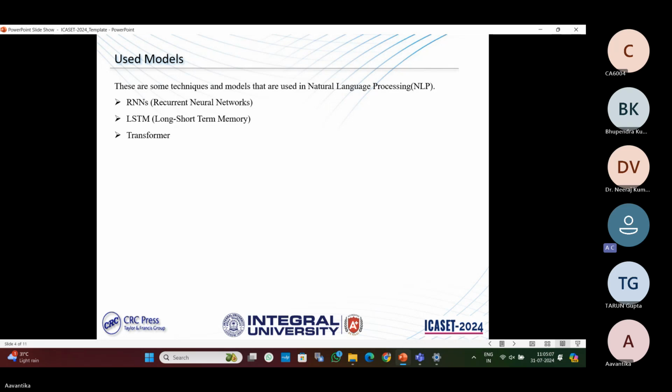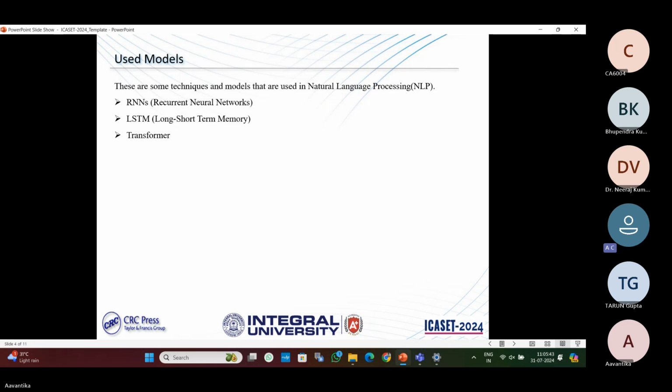When this happens, the model is less likely to successfully predict what comes next. Next is LSTM, long short-term memory. LSTMs are widely used in NLP tasks that require capturing long-range dependencies, such as machine translation and speech recognition. It helps in tasks like language translation, where it needs to remember the beginning of a sentence to properly translate the end.